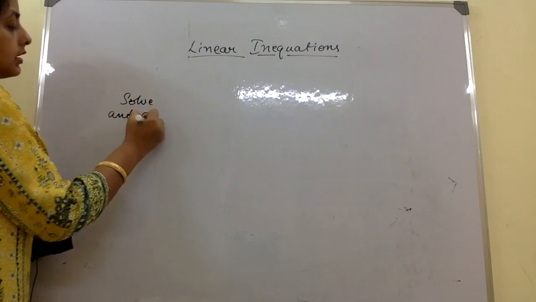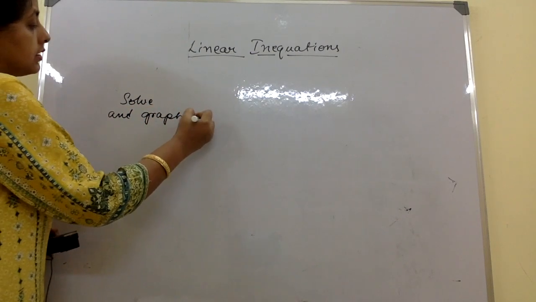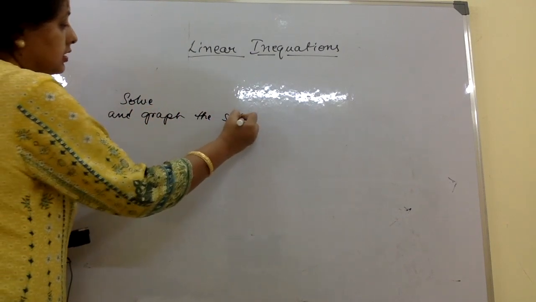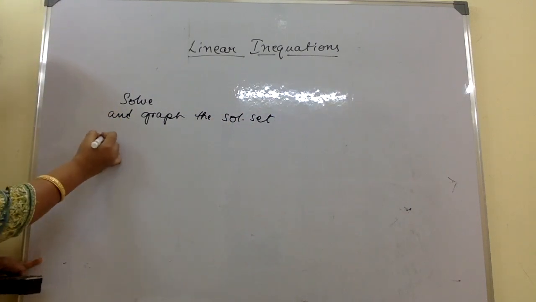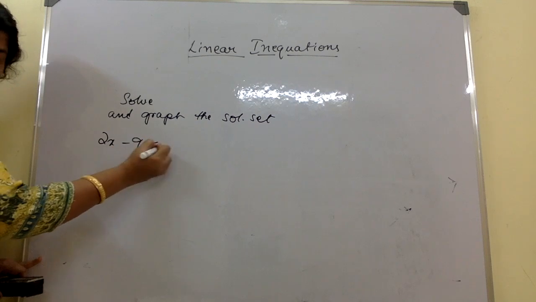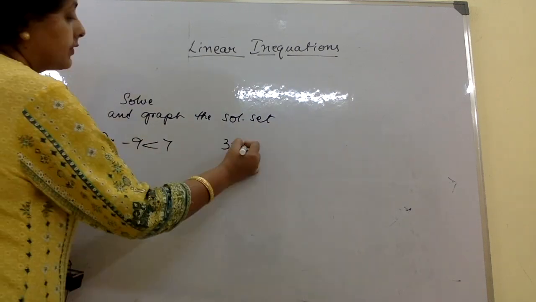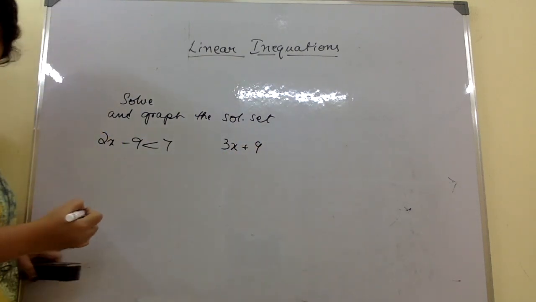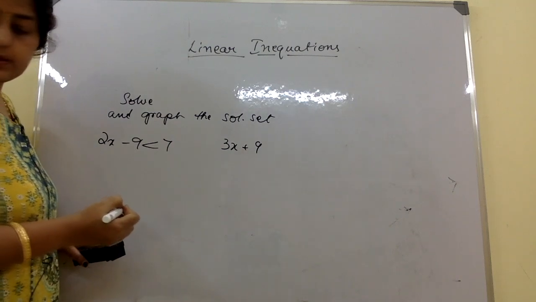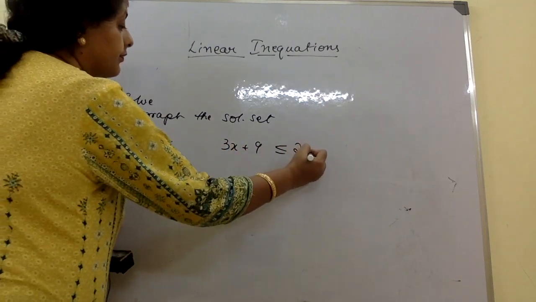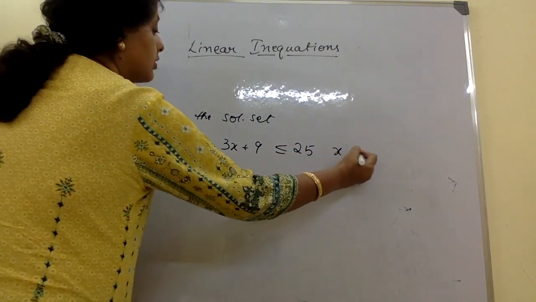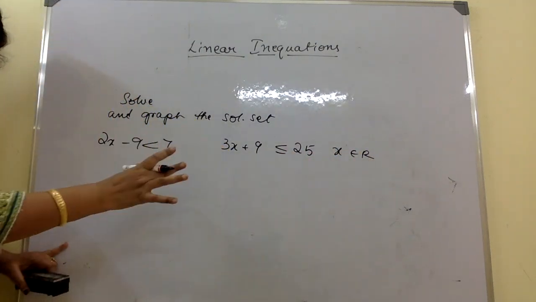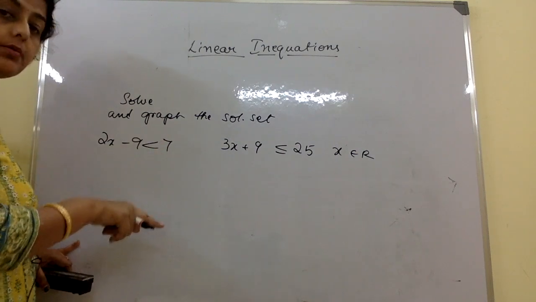Okay, solve and graph the solution set. Now what is the sum? Let me see. It is 2x minus 9 is less than 7, and 3x plus 9 is less than 25. Okay, so x belongs to real numbers. Now these are not two different sums. This is the same question.